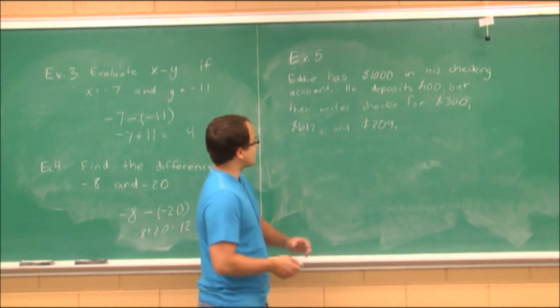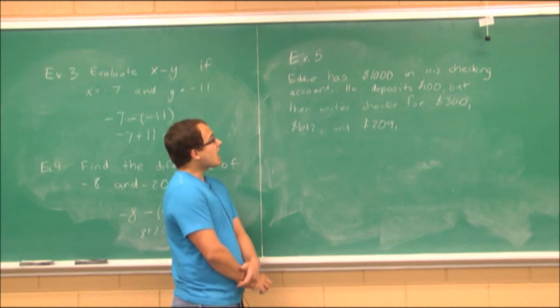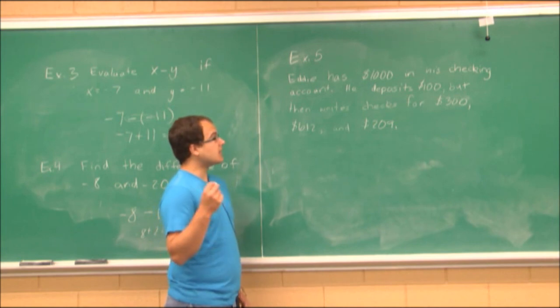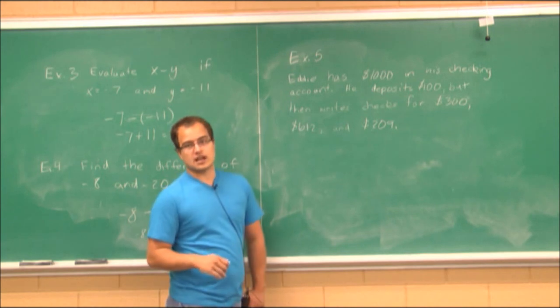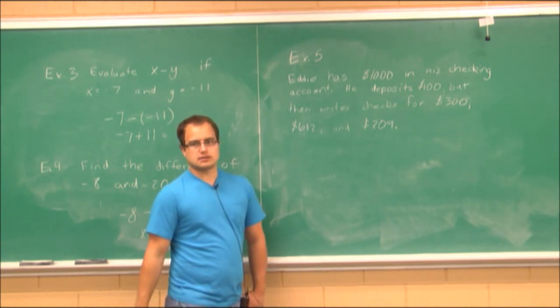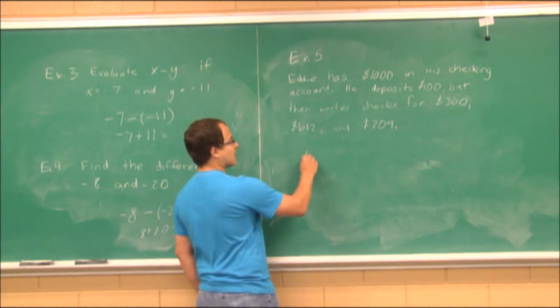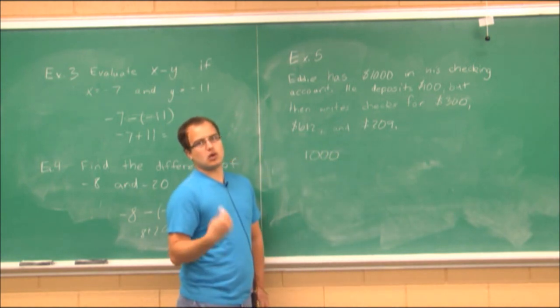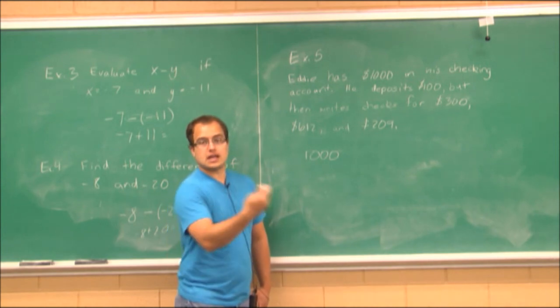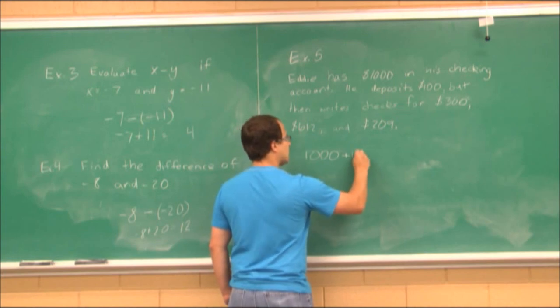Now on to a real-life application problem, something that people do every day. Example 5. Eddie has $1,000 in his checking account. He deposits $100, but then he writes checks for $300, $612, and $209. What is his ending balance? First thing I do is I start off with, how much did he have? He had $1,000. And then he deposited $100. So does that mean he put money in or took money out? Well, deposit means he put money in, so that's a positive 100.